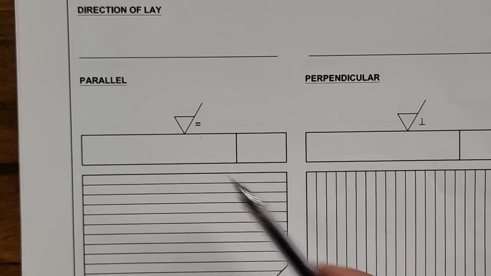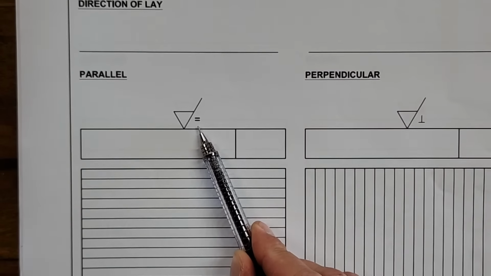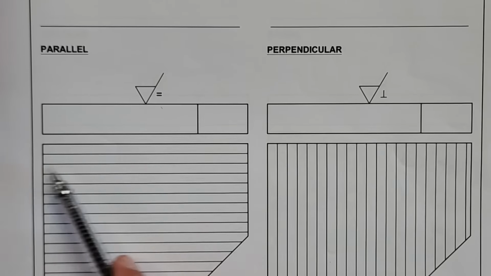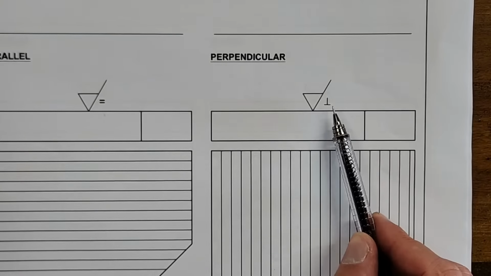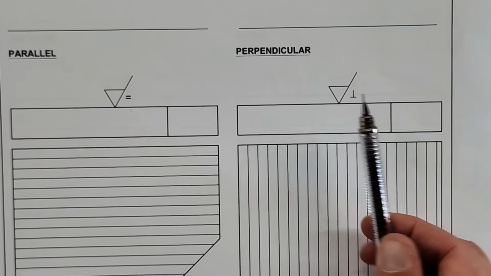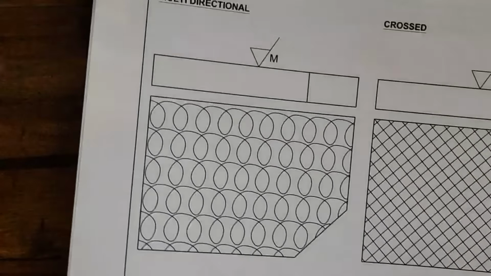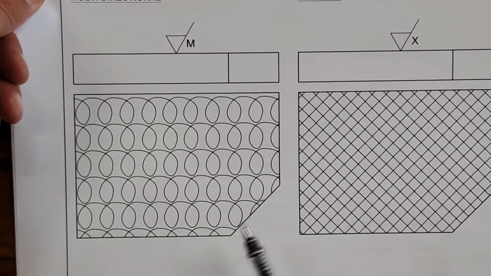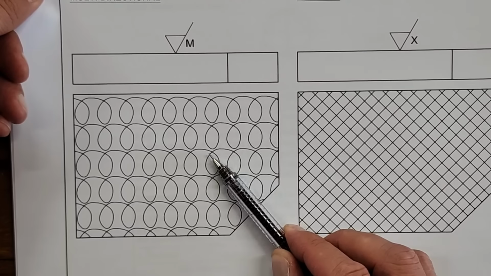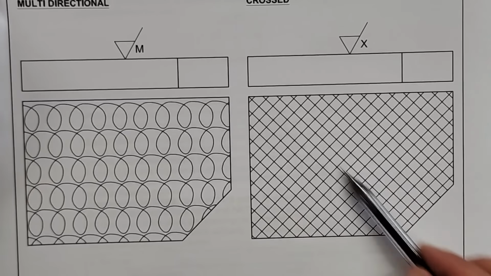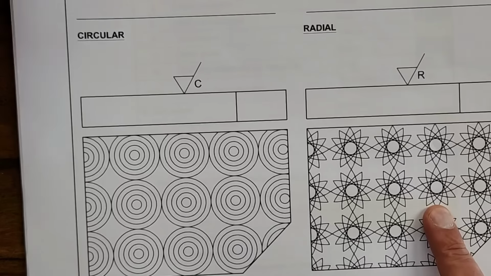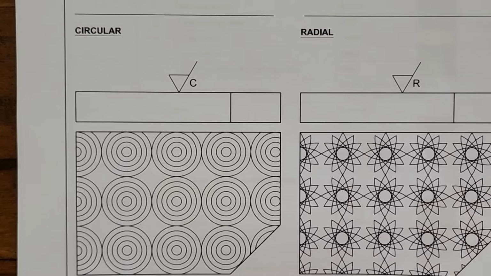All right, so there's a machining symbol, and we've said that D is the direction of the lay, so the direction of the machining. Parallel, you would just sand in a parallel direction. A perpendicular sign would be a perpendicular angle to the surface. If we look here, multi-directional is almost similar to an orbital sander. It's a multi-directional pattern. We've got a crossed pattern, and then we've got a circular pattern here and a radial pattern. So just be able to identify those different patterns.